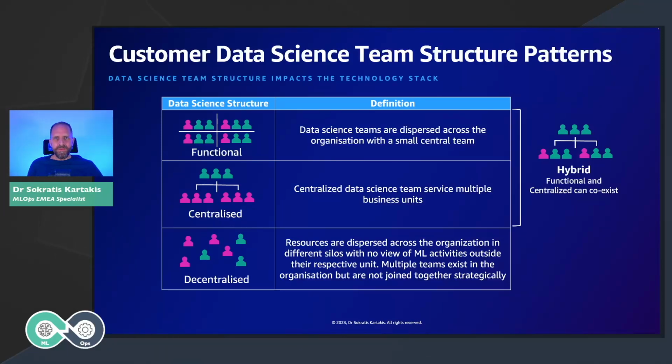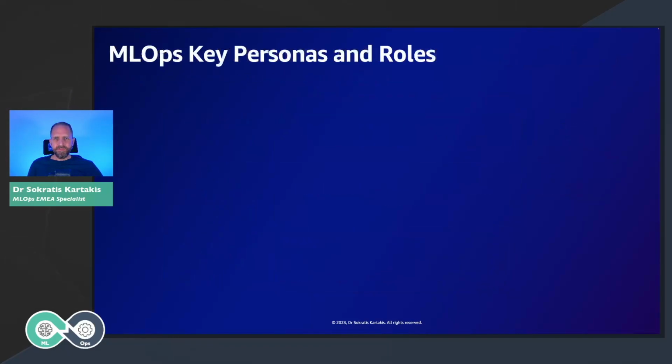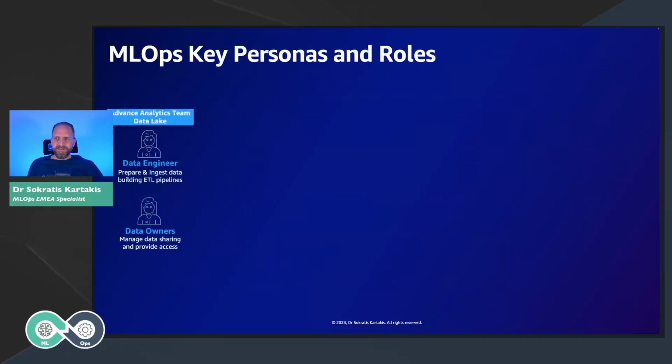But let's see now the main personas. We have split the different personas into different teams. The first team that we need to check is the advanced analytics team. The advanced analytics team is responsible for the data lake or data mesh solution that a business might have. We have two main personas there, the data engineers and the data owners. Sometimes we also have some roles that we call data stewards, but we will keep that out of scope for the time being.